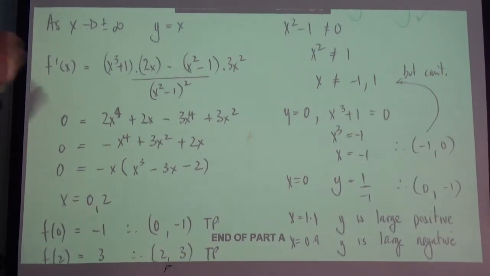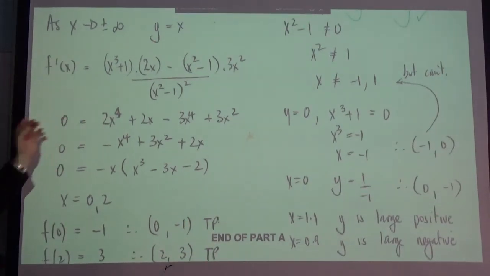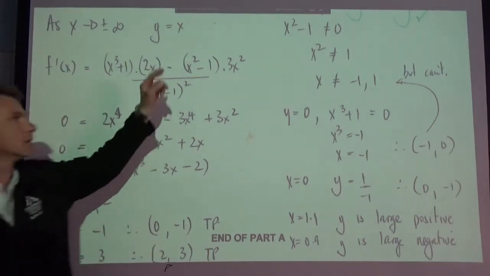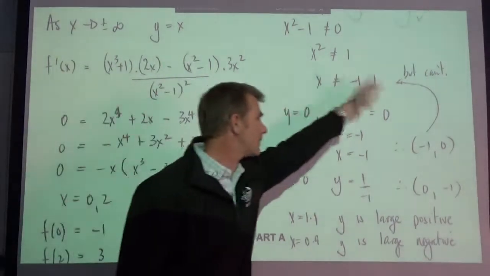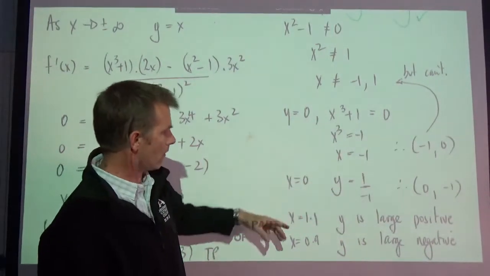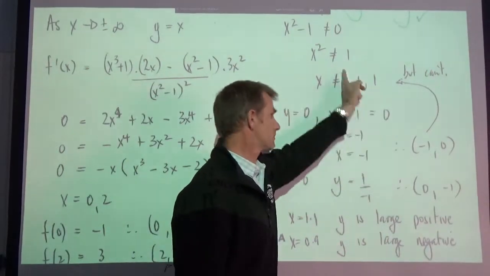You've got to look as x gets to large values, take the derivative, let it equal 0, solve it, get these values, get your turning points, let the bottom line equal 0, get your asymptotes, work this one for where it crosses over the y-axis. Have a look here and see there's a bit of an issue here.